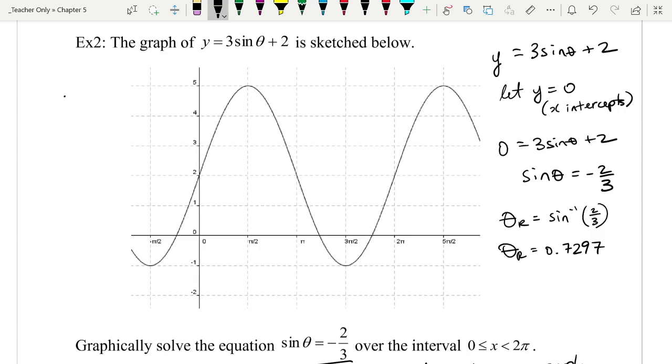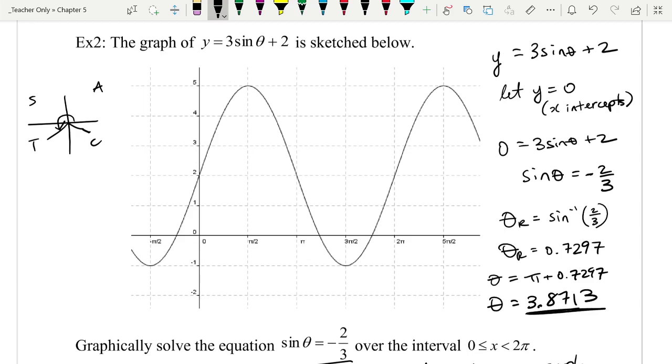But I know that by the CAST rule it has to actually be negative, so I want to be down here and down there. So this one would be pi plus that. I'll just take my answer and add it to pi, and I get 3.8713, which is probably this spot right here. Because remember, pi is about 3.1, so it makes sense. That's about 3.8.